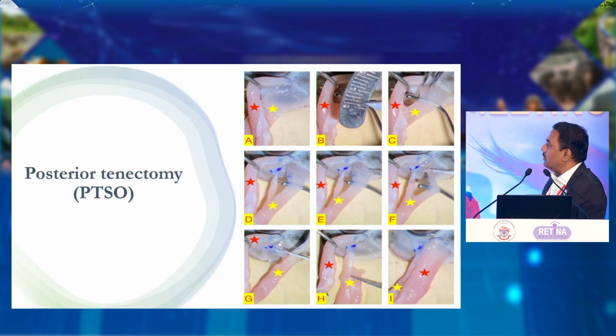Similarly, for the superior oblique muscle, we do posterior tenectomy of the superior oblique muscle. This is a superior rectus which we are simulating. We are going to retract it. This is the superior oblique tendon. You can see that.